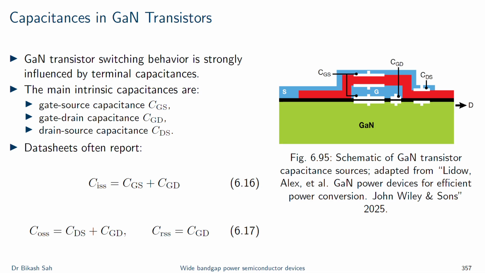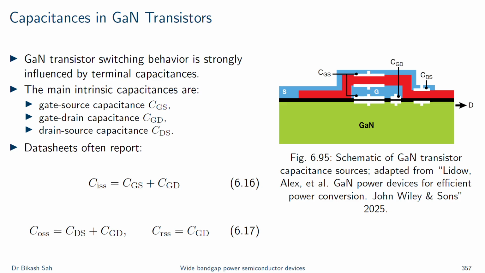Similar is the case for GaN. That means in GaN also it is dominated by these terminal capacitances. There are three intrinsic capacitances: gate-to-source capacitance, gate-to-drain capacitance, and drain-to-source capacitance. Datasheets usually report combinations, as I already discussed, CISS, COSS, and CRSS. And you can see in this diagram how exactly these capacitances are placed.